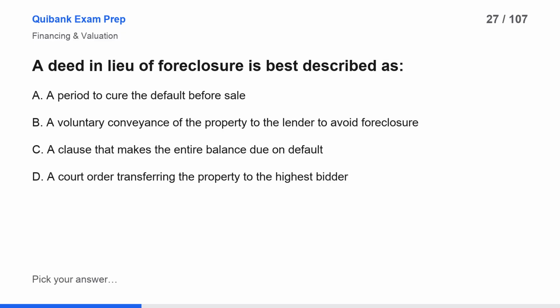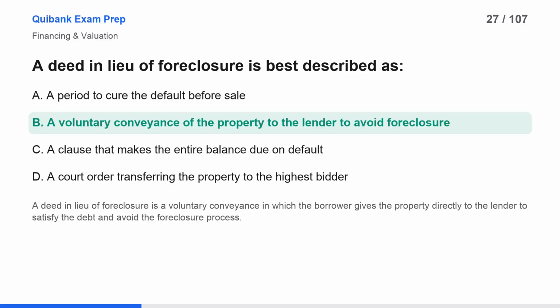Question 27. A deed in lieu of foreclosure is best described as A. A period to cure the default before sale. B. A voluntary conveyance of the property to the lender to avoid foreclosure. C. A clause that makes the entire balance due on default. D. A court order transferring the property to the highest bidder.